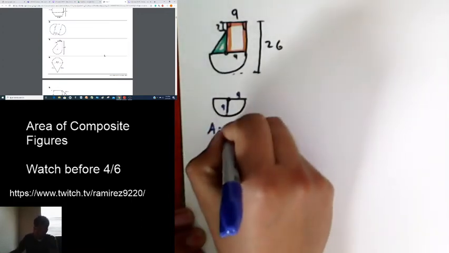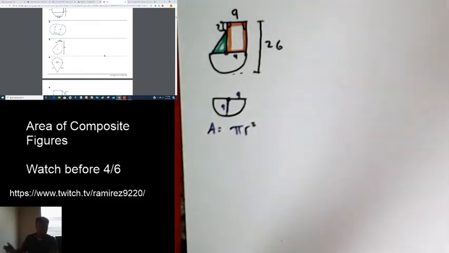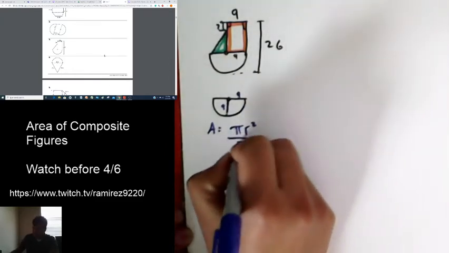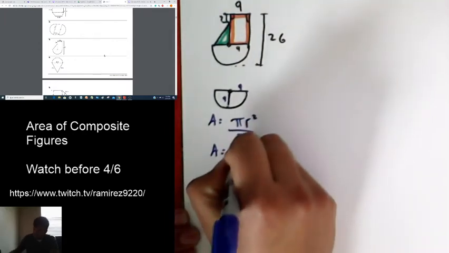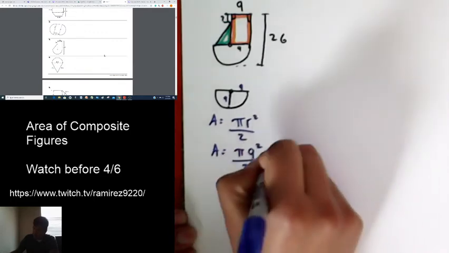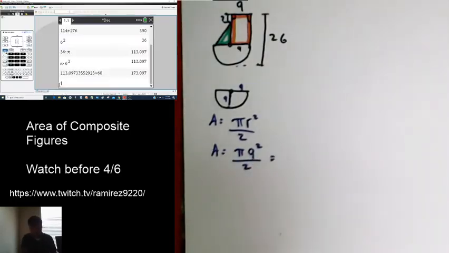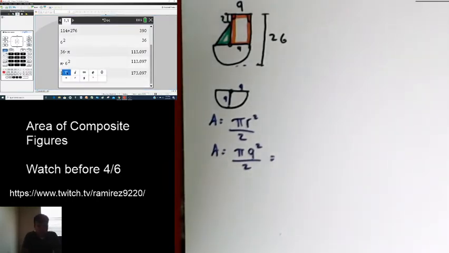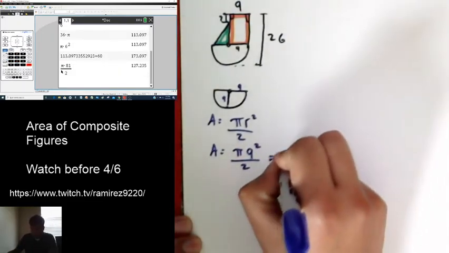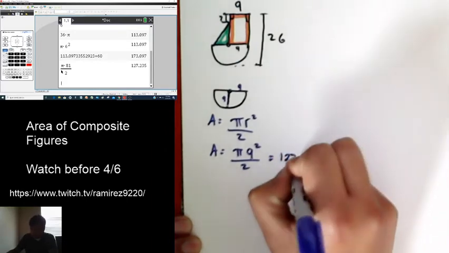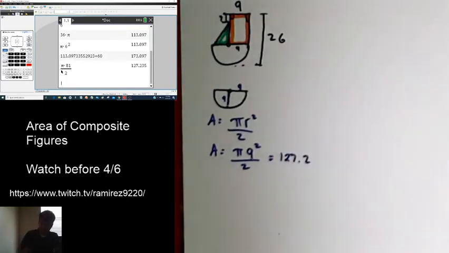Area is usually pi r squared, but this happens to be half a circle, so I'm going to have to divide by 2. So area is pi 9 squared divided by 2. When I plug it in my calculator, pi times 9 squared is 81, okay, and then I have to divide it by 2. So my area is 127.2. Still going to round to the nearest tenth.